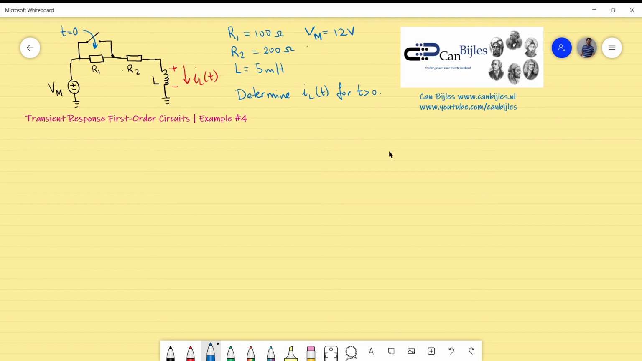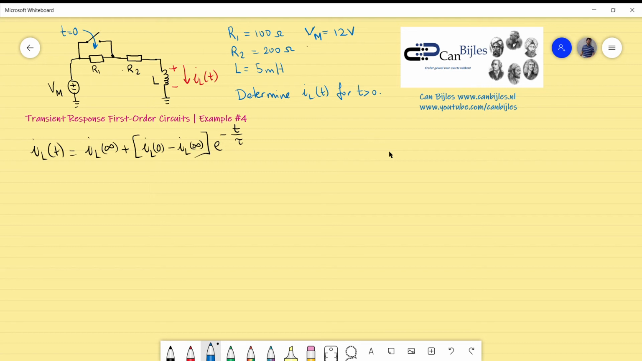So we would like to know the expression for the IL in general form, and then we will try to figure out what the parameters are in the formula. The IL, the inductor current, as discussed in the previous examples, is IL steady state plus the IL initially minus IL steady state, between the parentheses, times e to the power minus t divided by tau. As we have discussed in the previous 3 examples, we need 3 parameters: the steady state value, the initial value, and the time constant.